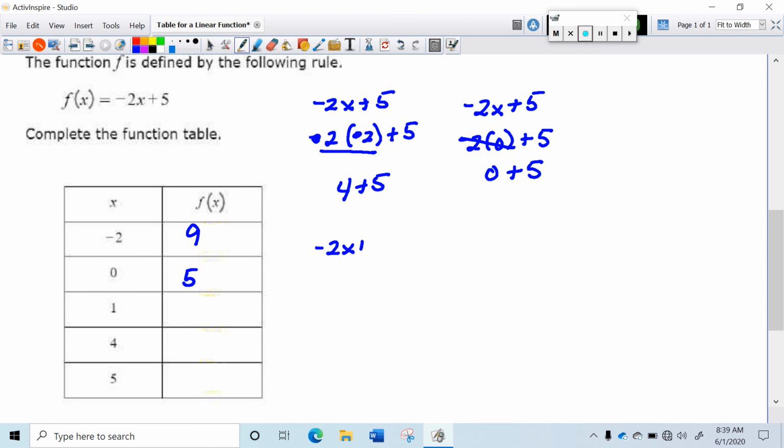Negative 2x plus 5, let's substitute in a 1. Negative 2 times 1 plus 5. There's only one negative, so it doesn't cancel out. 2 times 1 is 2. Then you add 5. Well, this is like 5 take away 2 if you put the biggest number first. So 5 take away 2 is 3. And that one's done. Negative 2x plus 5, substitute in a 4.